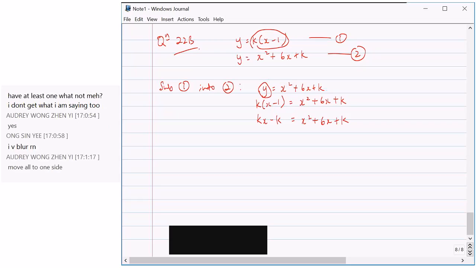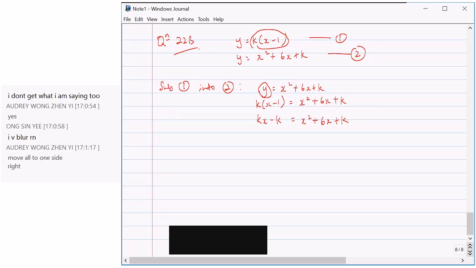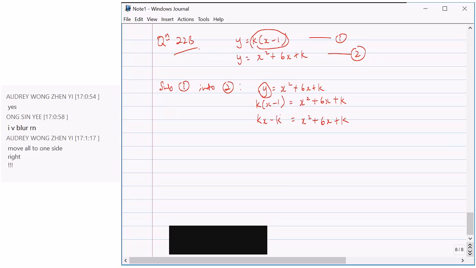Yep, move all to one side. Which side? Which one will you move? Move left to right or right to left? Move right to left. So I'm going to move everything here, okay?